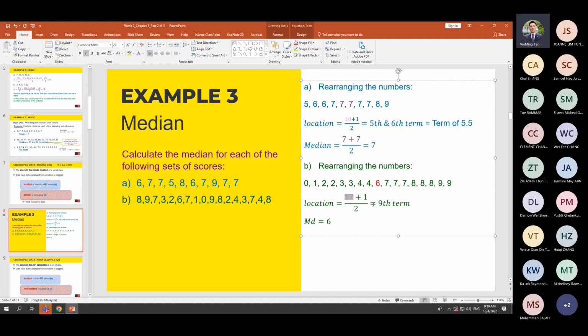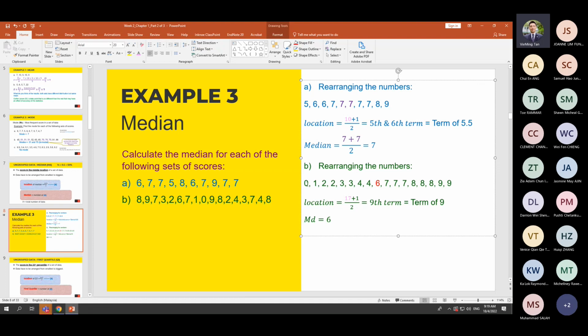Plus 1 is the constant number. Divided by 2 is because we want to calculate the median. So divided by 2. Okay, so simplify, you'll get term 9. If you don't want to use this terminology, you can just say term of 9, also okay. All right, acceptable. Term of 9. That means location of 9.